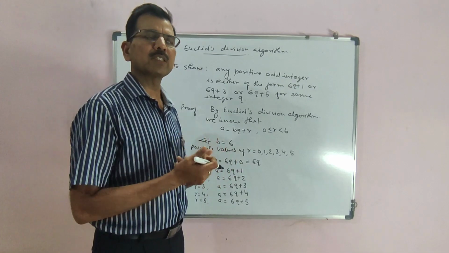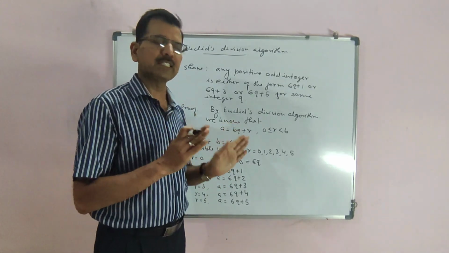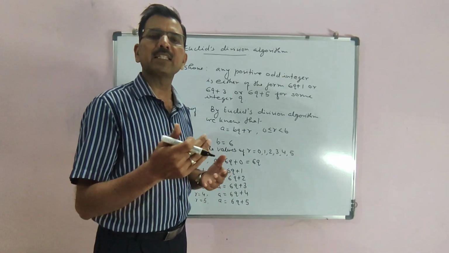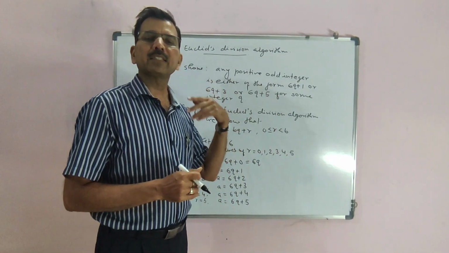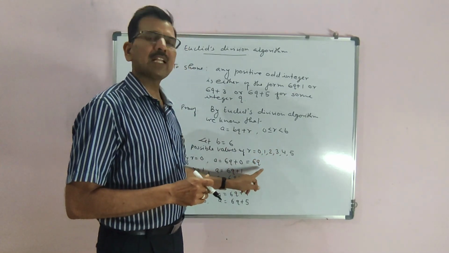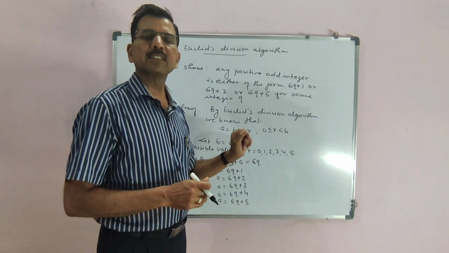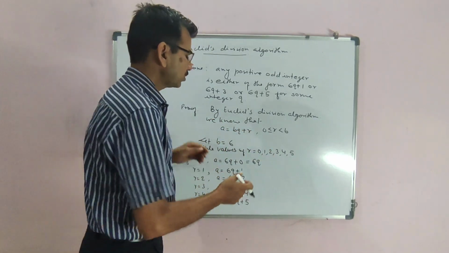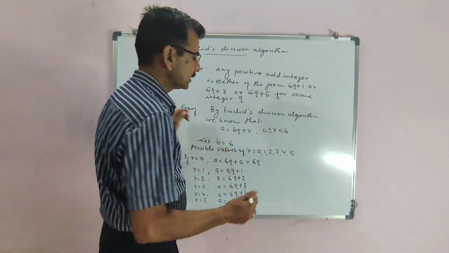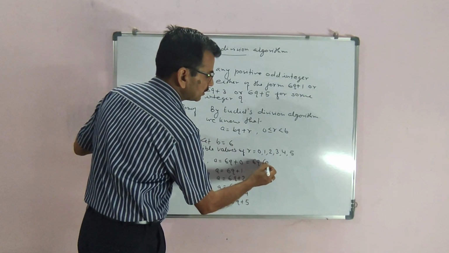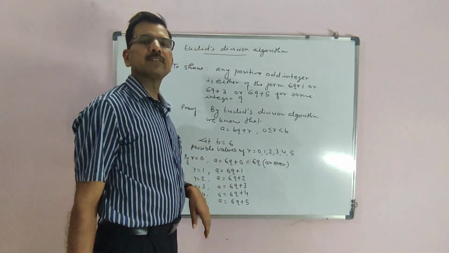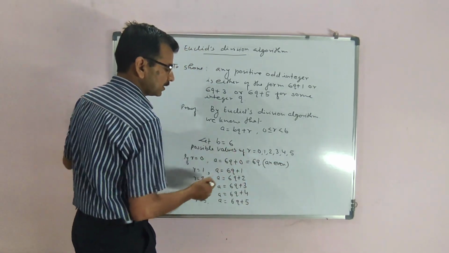Suppose 6 is one integer and q is another integer, for example 3. So 6 into 3 is 18. If q is taken as 11, 6 into 11 is 66, which is also even. So the product of 6 and q will always be an even integer. Even integer. Okay, very good.